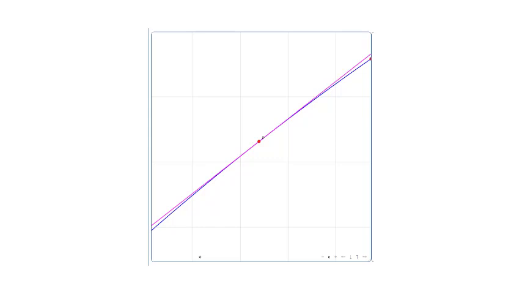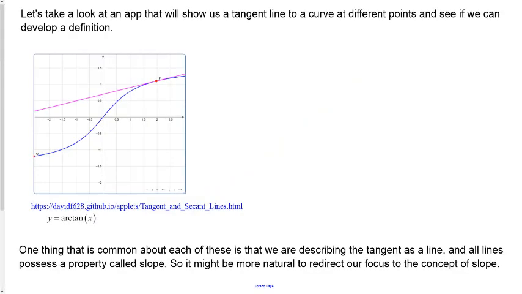So lines possess slope. That's one of their major aspects. And the curve tends to have a slope on a very small, very zoomed in region. And so that's why we're going to use the concept of slope to help us really define a tangent line, which later on we're going to call a derivative.